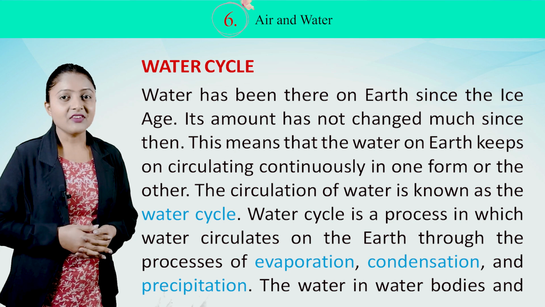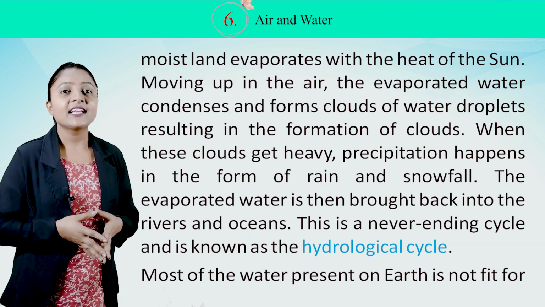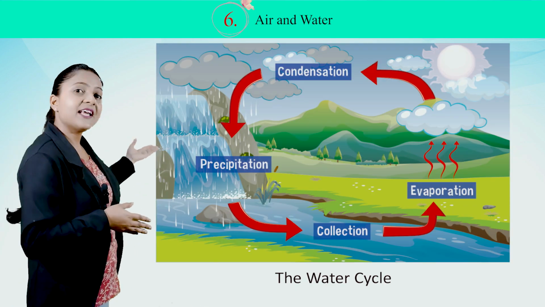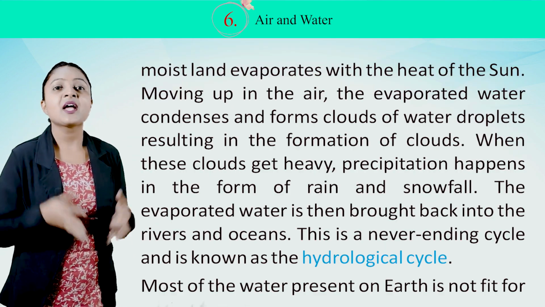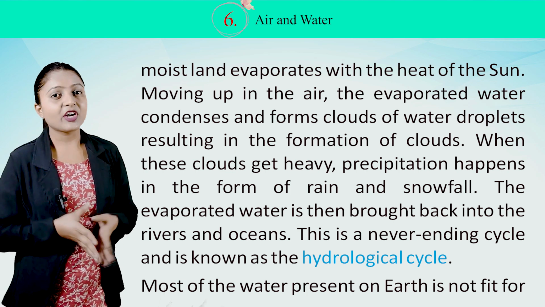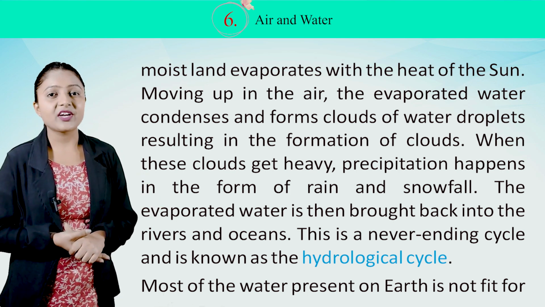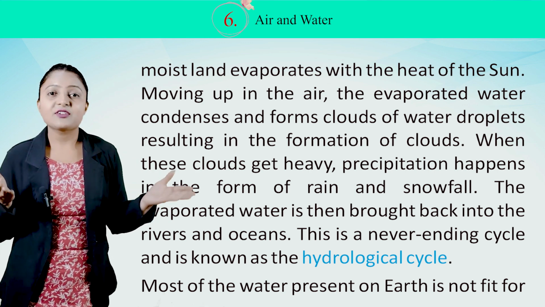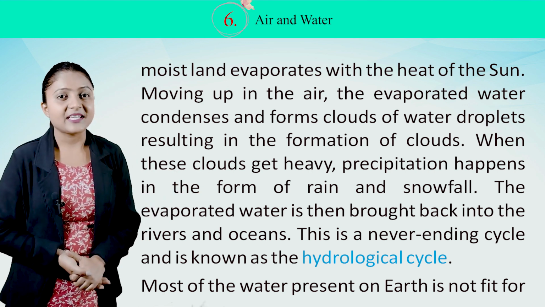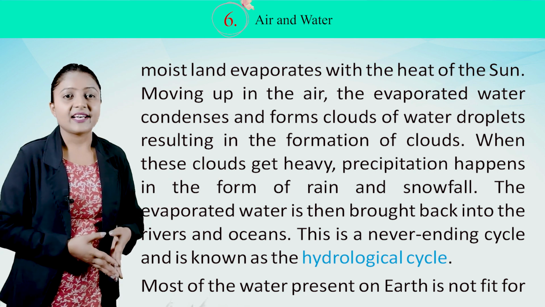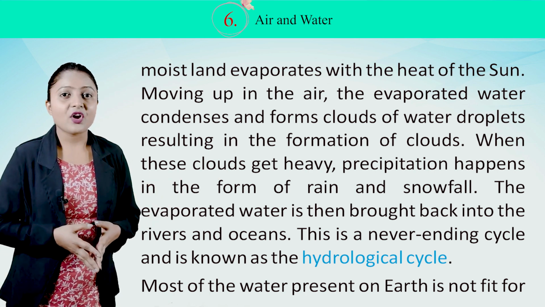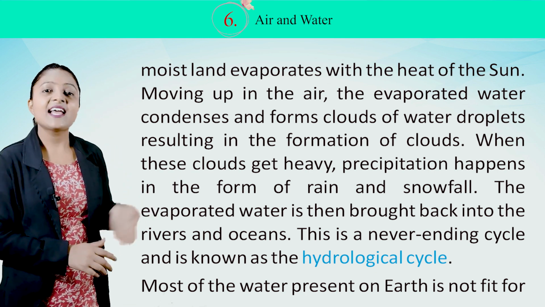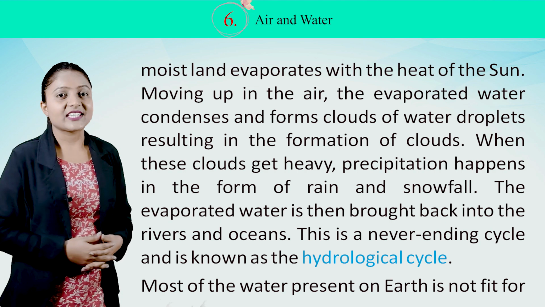precipitation. The water in water bodies and moist land evaporates with the heat of the sun. This is the picture explaining the water cycle. Moving up in the air, the evaporated water condenses and forms clouds of water droplets, resulting in the formation of clouds. When these clouds get heavy, precipitation happens in the form of rain and snowfall. The evaporated water is then brought back into the rivers and oceans. This is a never-ending cycle and is known as the hydrological cycle.